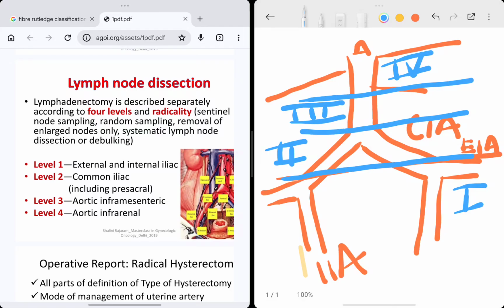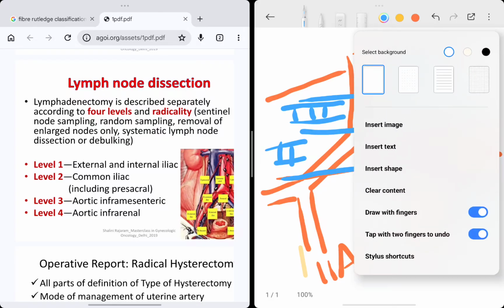At level 1, internal and external iliac lymph nodes are present. At level 2, common iliac nodes, also known as the presacral nodes, are present. At level 3, aortic inframesenteric nodes are possible, and just below the renal vessels, infrarenal nodes are present. If we dissect only level 1, this is known as pelvic lymph node dissection, and above that is the para-aortic lymph node dissection, which is divided into level 2, level 3 and level 4.